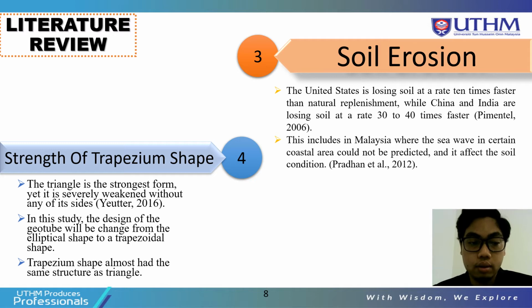And then for the strength of trapezium shape, from Utah in 2016, he stated that the triangle is the strongest form yet it is severely weakened without any of its sides. So in this study, the design of the geotube will be changed from the elliptical to a trapezoidal shape because the trapezium shape almost had the same structure as a triangle.